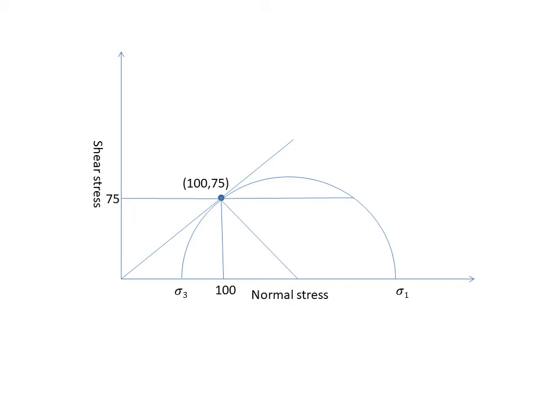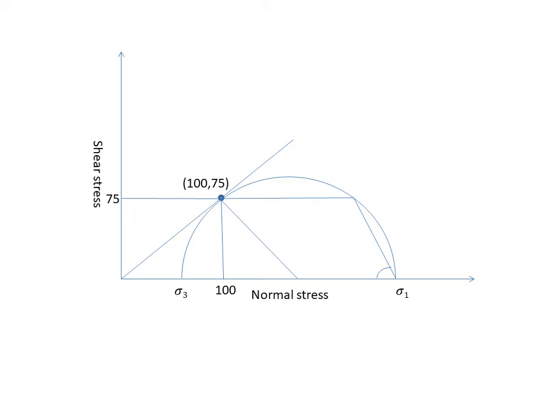So from the failure point, draw a horizontal line to hit your Mohr circle at another end. And this point is actually the pole of your circle. From the pole, draw a line to sigma 1 and measure this angle. This is the angle of inclination of the major principal stress.